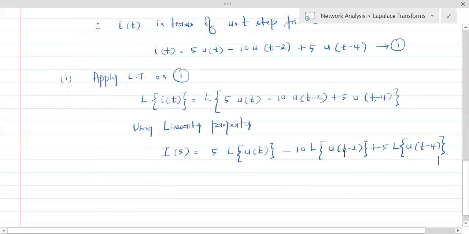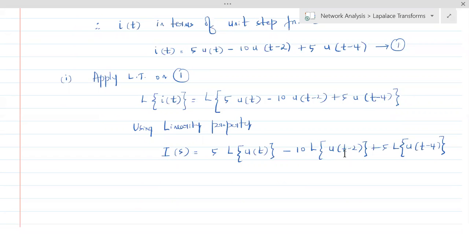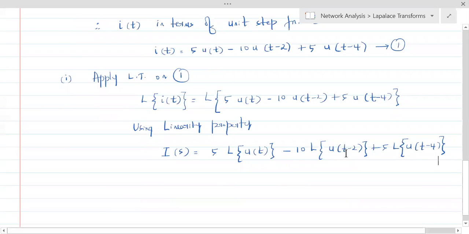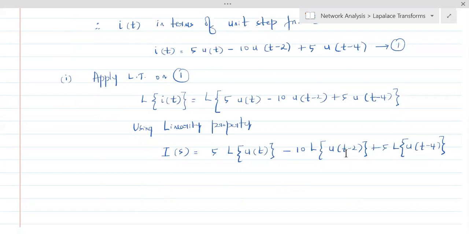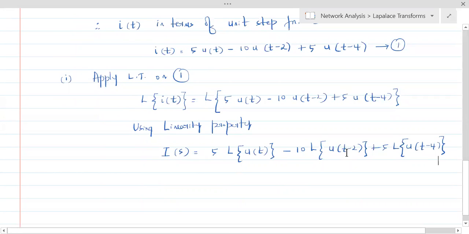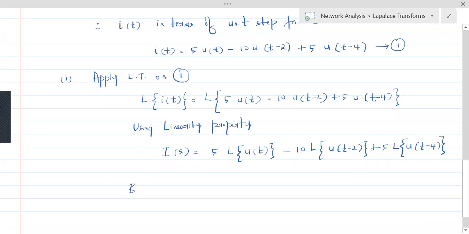So what do we need to do for the time shifted version? Everybody try doing that. We have to apply the Laplace transform time shifted version. Let's write that by time shift property.